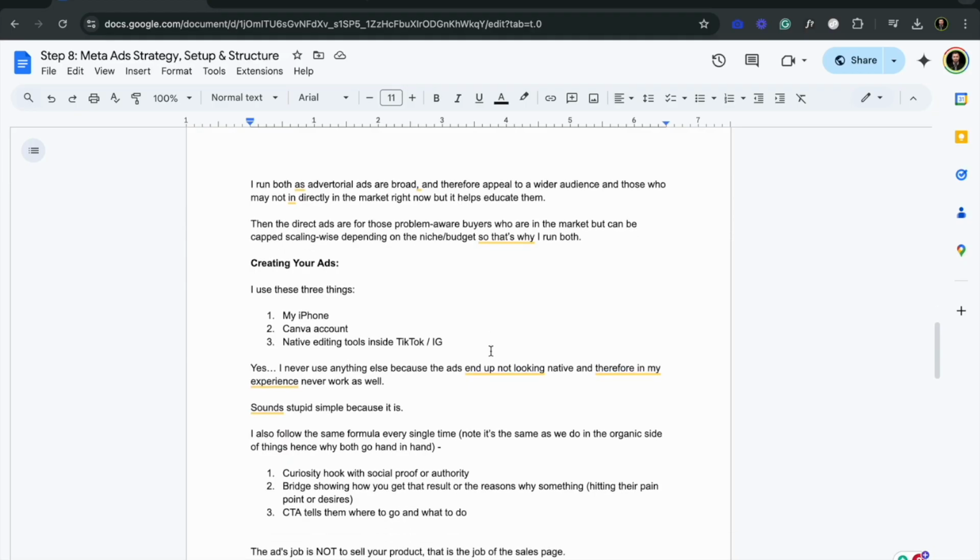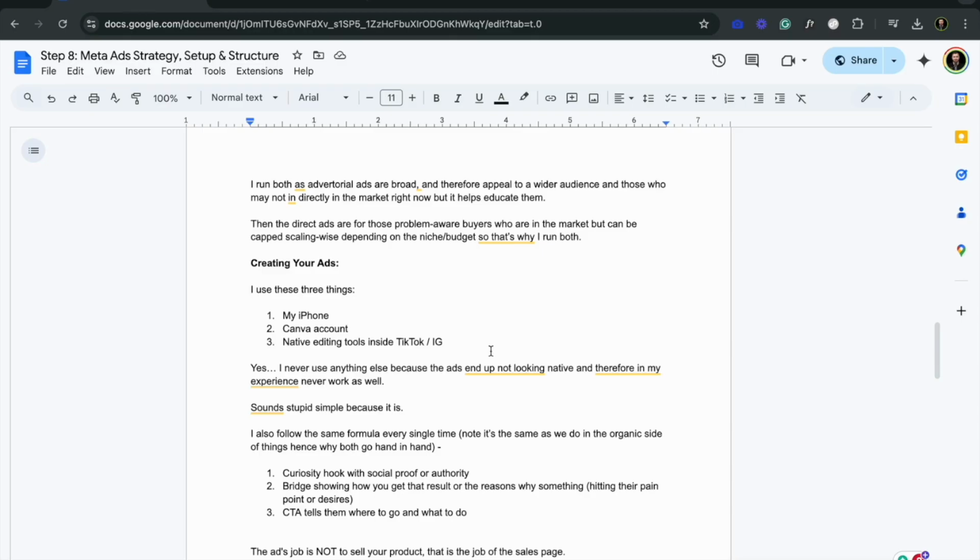The reason we run advertorial ads is because they're very broad, so they appeal to a wide audience, including people who aren't necessarily thinking about buying right now. Then they click on the advertorial, they educate themselves, and you move them from not thinking about buying to buying. So you can tap into a wider audience, which helps you at scale.